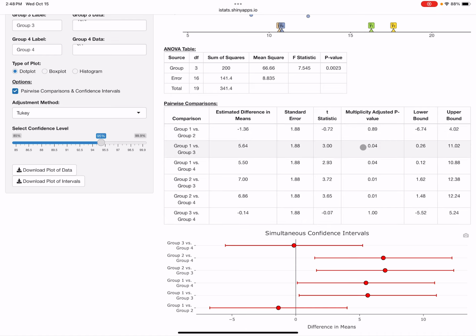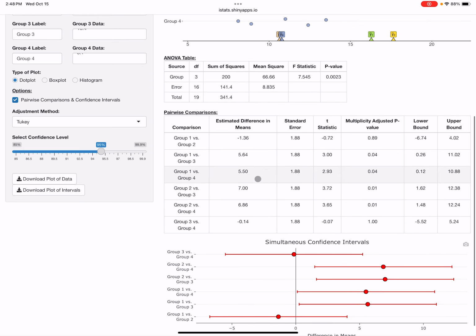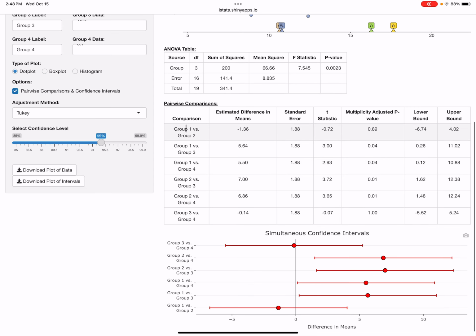Okay, so what this is doing is it's doing pairwise comparisons. Up here in the ANOVA, we were comparing all four groups at the same time. What this is doing is it's comparing group 1 versus group 2, group 1 versus group 3, group 1 versus group 4, right? 2 versus 3, 2 versus 4, and then 3 versus 4. So it's doing all of the individual side-by-side comparisons. So it's kind of interesting. And then you can look at the p-value of each of these, right?